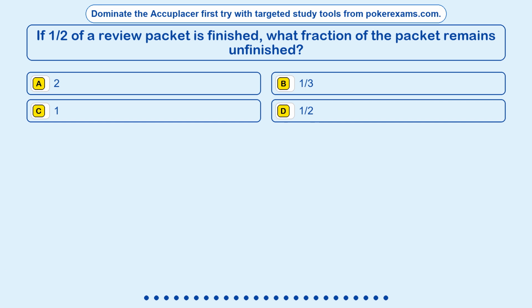Question 2. If 1/2 of a review packet is finished, what fraction of the packet remains unfinished? Option A, 2. Option B, 1/3. Option C, 1. Option D, 1/2.